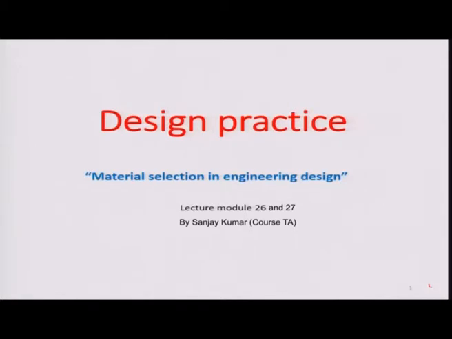In the past week, you have already learned concurrent engineering in detail, and in the present modules 26 and 27, I will discuss a new topic called material selection in engineering design. This is a very important topic for design purposes. For example, if you want to convert your idea into a practical product, you will require a material to fabricate it.